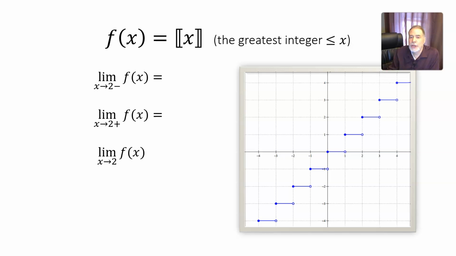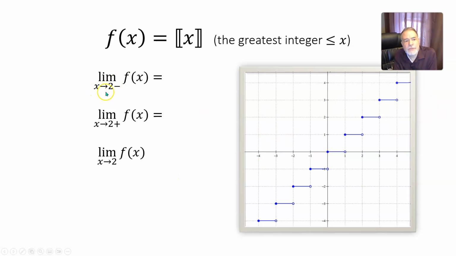So if the number you put in is like 3.1 or 3.8 or 3.625 or pi, which is 3.14159 and so on, if it's anywhere greater than 3 but still less than 4, this function rounds it down to 3. And here's what the graph looks like.